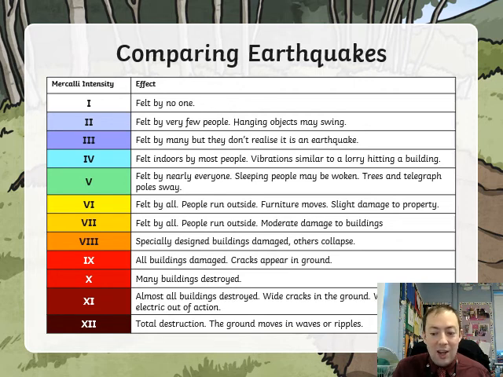I'm going to ask you to have a read of the piece of paper that I've sent you, and I'm going to ask you to fill in as much information as you possibly can. Read the sheet well and fill in everything that you know about earthquakes on the sheet.